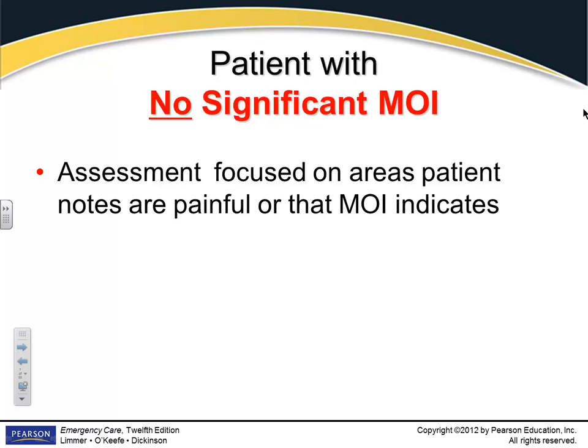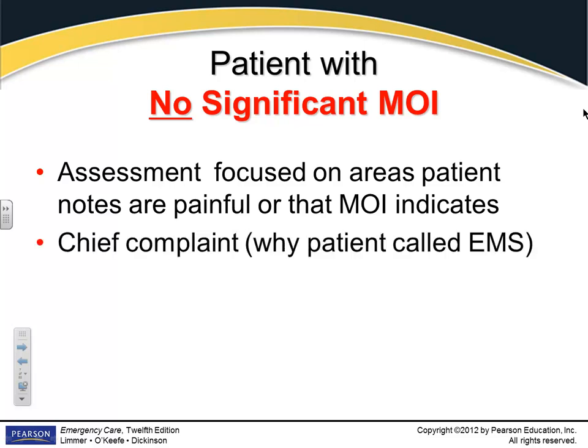So that's going to be focusing on the area where the patient tells you that it's painful, or if there's a mechanism of injury, the mechanism of injury indicates, if they say they fell and they landed on their shoulder, then I'm going to expect what? Shoulder pain? Y'all don't be shy. The chief complaint is going to be why the patient called 911. And usually that matches up.